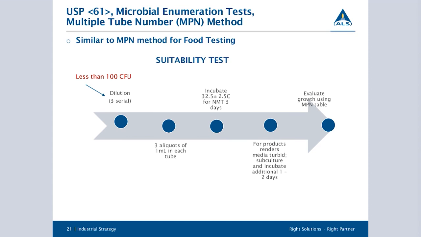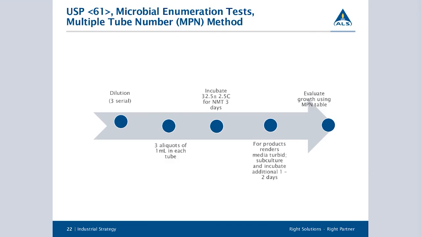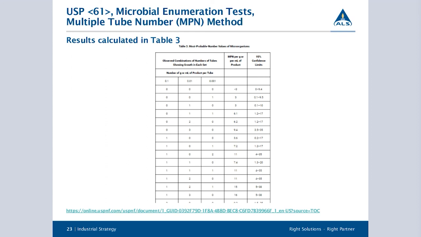Now, for products that render the media turbid, you're required to subculture onto an agar plate and examine that for growth. Once the suitability passes, you would mimic that same procedure without the organisms, and then at the end, look for growth at each of the dilution tubes and evaluate based on the table that is in the USP. So for example, if you're negative at 1 to 10, you see no growth, and at 1 to 100 and 1 to 1,000 you also see no growth, that means that you have less than 3 MPN per gram with a confidence level of 0 to 9.4. Now, something to be aware of is that MPN per gram is not equivalent to CFU per gram. They're very much different. There's no one-to-one correlation.